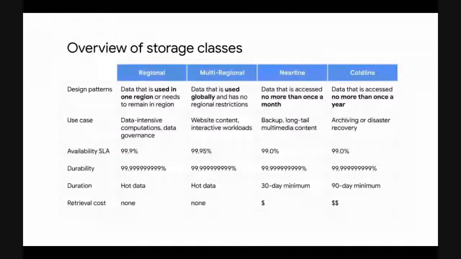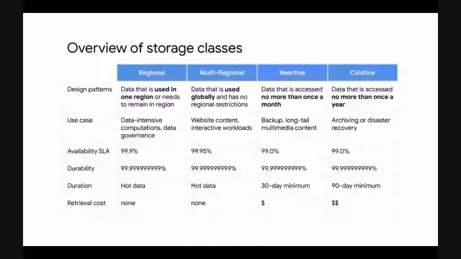We have now the Nearline and the Coldline classes. The Nearline storage is a low-cost, highly durable storage service for storing infrequently accessed data. So we have Regional and Multi-Regional for frequently accessed data, while Nearline and Coldline are for infrequently accessed data. The storage class is a good choice when you plan to read or modify your data less than once a month because the storage cost is low. It's also recommended using Nearline storage for backups and serving long-tail multimedia content.